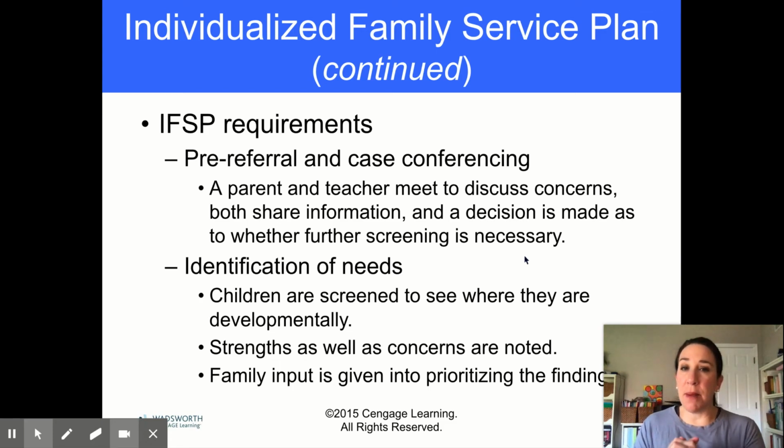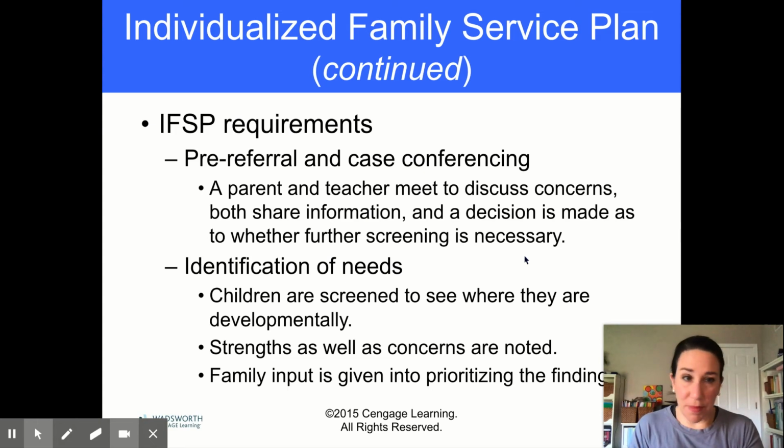And many, many, many families will go, oh, I don't know what to do. It's going to cost me so much money. I don't have the means, the resources, the time for that. What they need to know, what you need to tell them, is that most likely, if your child is found to have developmental disabilities that meet the eligibility requirements, you get free services.